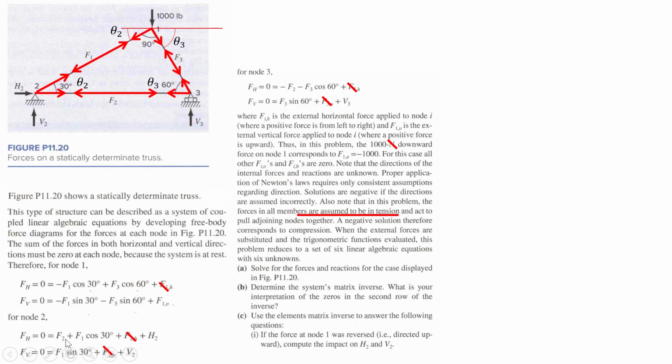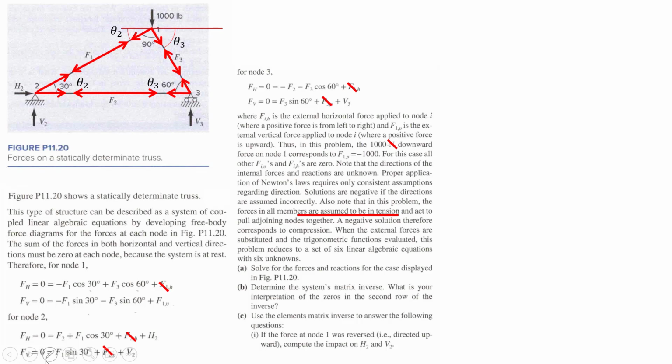And if I focus on maybe a cosine projection or a horizontal projection here, I've got cosine 30 for my F1, and it's going to the right, so it gets a plus. My F2 needs no projection. It's going straight to the right, so that's a plus. And then I have my H2 also. All three are going to the right, so they're all plus on the horizontal for node 2.